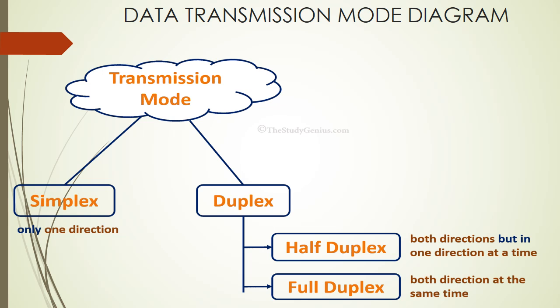Data transmission mode diagram. Data transmission modes include simplex, half duplex, and full duplex. So with regard to simplex, you will be able to send data and information in one direction without receiving. So let's look at half duplex, both directions but one direction at a time, like a walkie-talkie. Then let's look at full duplex, both directions at the same time, for example a cell phone. You'll be able to send and also receive directly from the receiver.